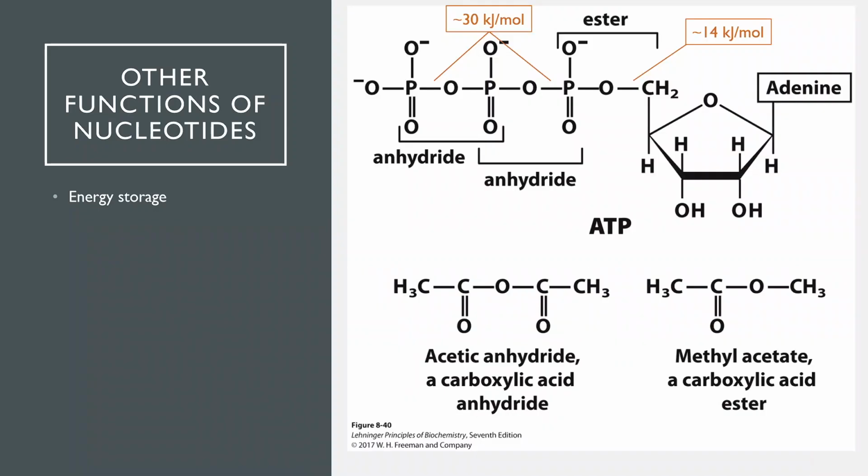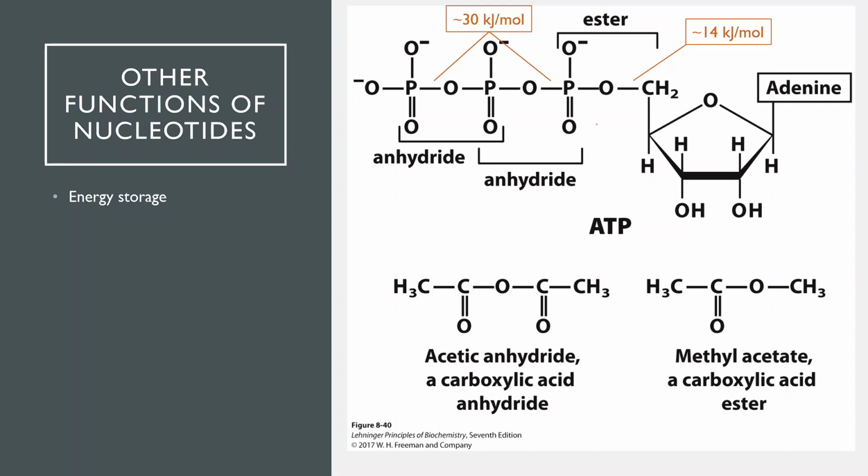Now, the reason that these are useful for storing energy is because the anhydride bonds between the phosphates, that's what connects the phosphates to each other, have a lot of energy available when they're broken, compared to the ester bond between the phosphate and the 5' carbon. So there's about 30 kilojoules per mole for each of those bonds. So breaking those bonds is a good way to extract energy. That's why ATP is typically how energy is stored in most cells, although GTP is also used sometimes.